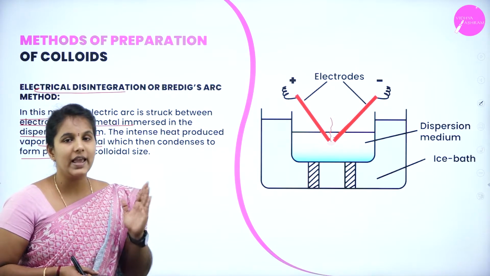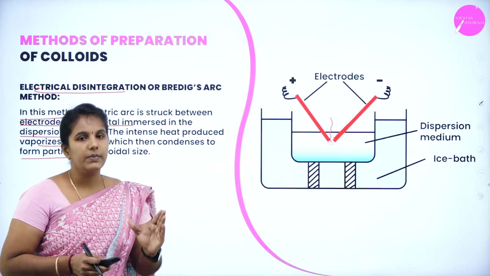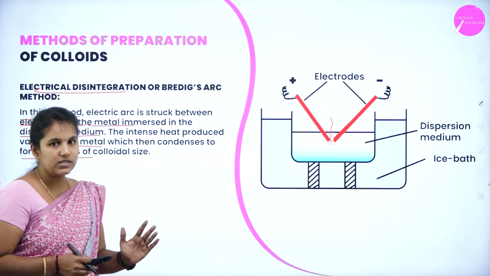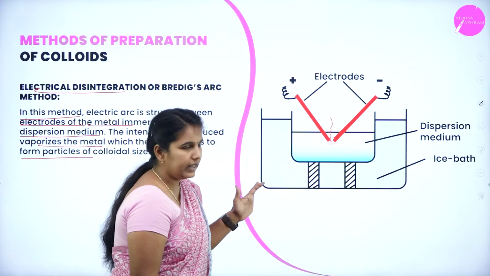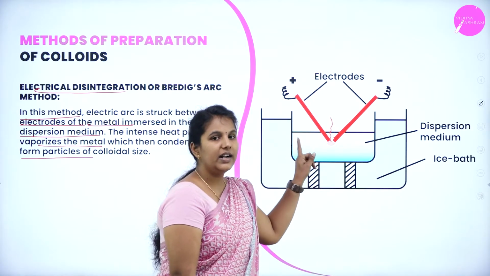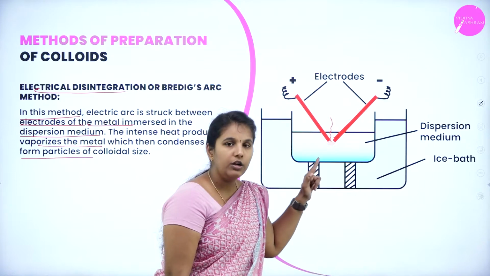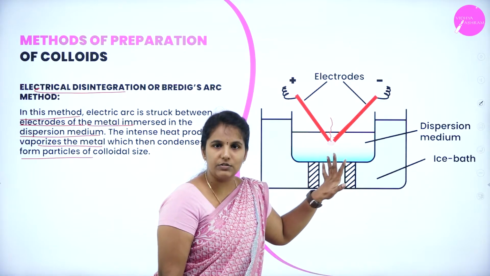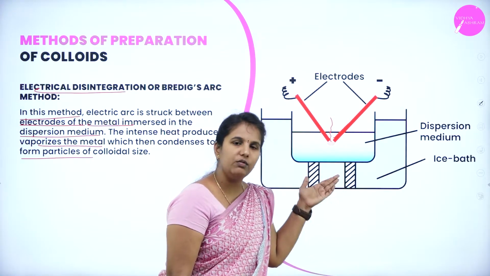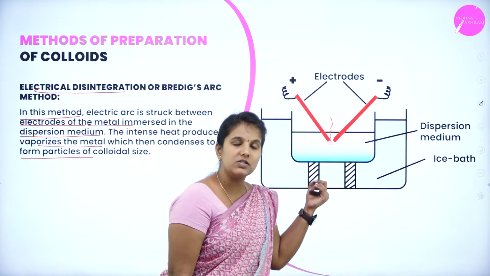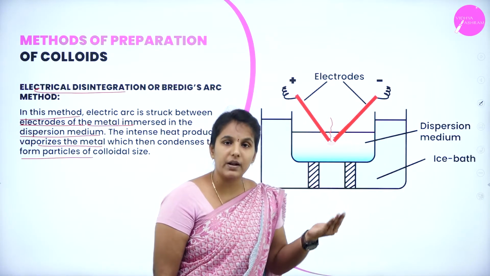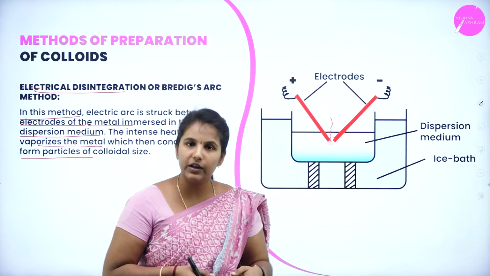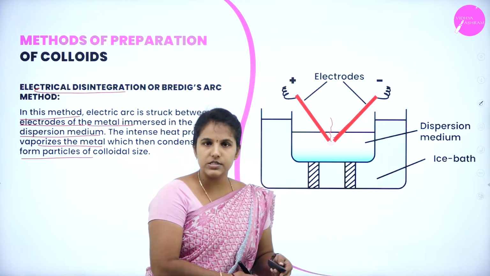Hence, this is known as the electrical arc method or the Bredig arc method, or you can say electrical disintegration. So what do they do? First, they will take 2 different containers, one filled with an ice bath and another filled with the dispersion medium. In this dispersion medium, they will use two different electrodes, one a positive electrode and the other a negative electrode. When you apply the electrical field, what will happen? These two electrodes will receive too much heat and get vaporized. Later that vapor will be collected and condensed back to get the colloidal solution. So I hope you all understood this method.